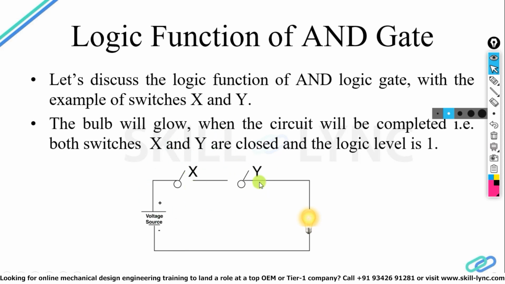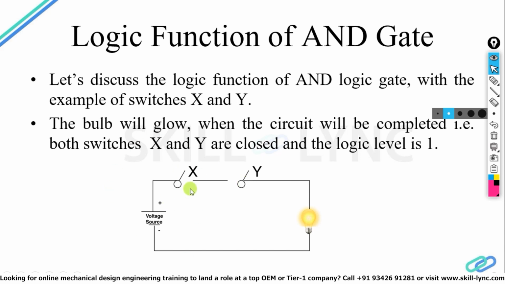Here 2 switches are there. These 2 switches are connected in series. So the bulb is at the output side. The bulb will glow when the circuit is closed, which means this switch is on and this Y is on. If I say on, it means both are at logic 1.